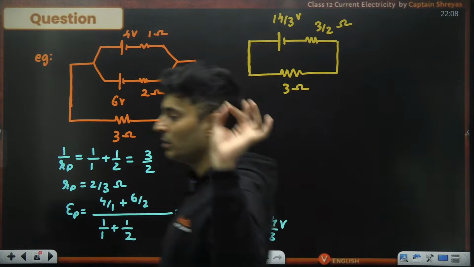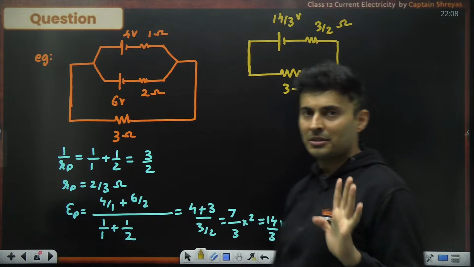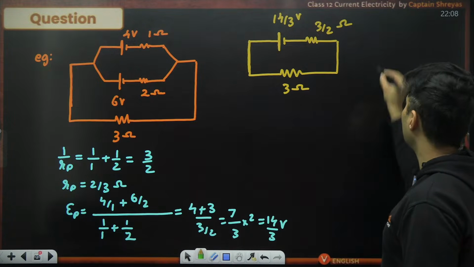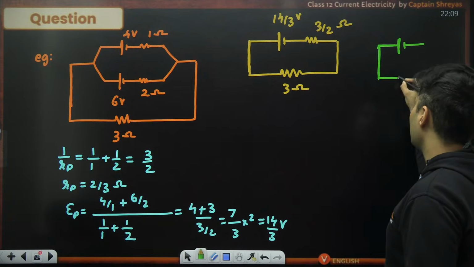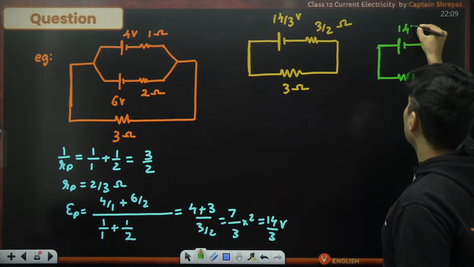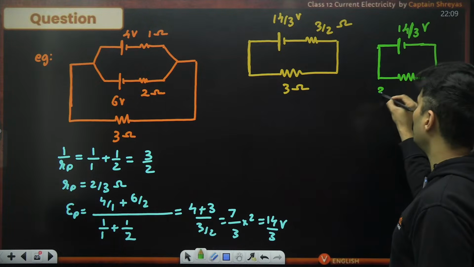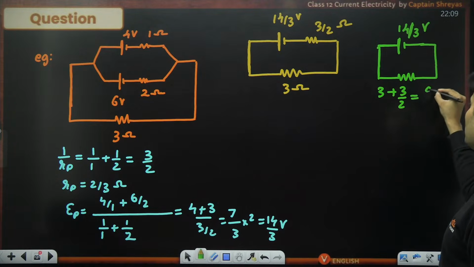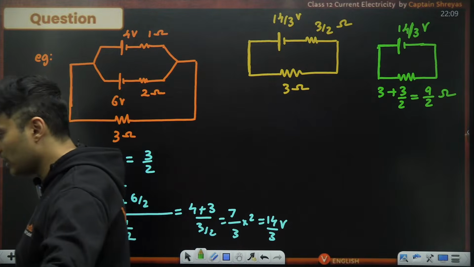So we have converted it into a simple circuit. Got it now? How to do these kind of questions? Yeah. Now you can solve this and you can say, oh, this is actually a single battery only and a single resistance. Now it looks solvable. So this is still 14 by 3 volts, and this will be 3 plus 2 by 3, which gives 11 by 3 ohms. Done and dusted.